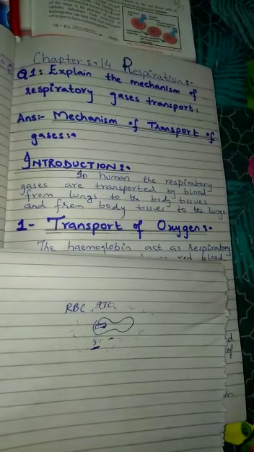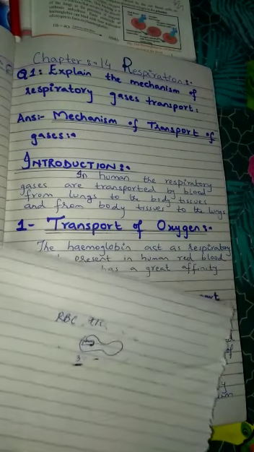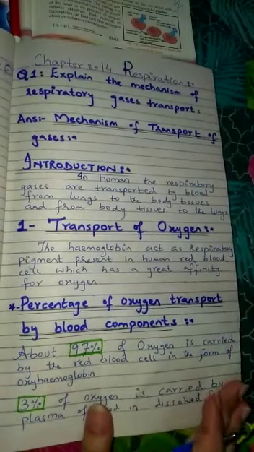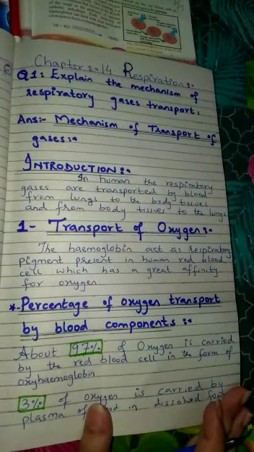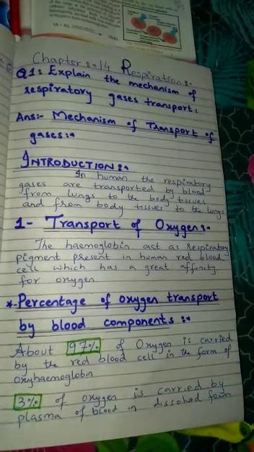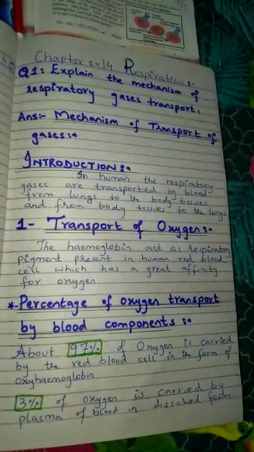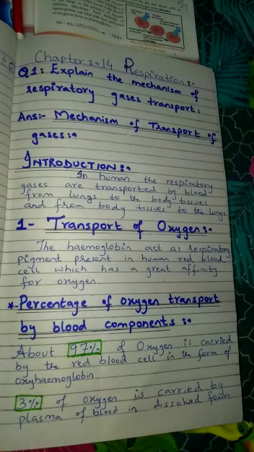So the transportation of oxygen follows a very special route, as I have told you, and I have already explained diagrammatically that oxygen is transported from the alveoli of the lungs. And as you know, the pressure of oxygen in the alveoli is 100 millimeter of mercury. Yeah, 104. It is the pressure of oxygen in the alveoli.